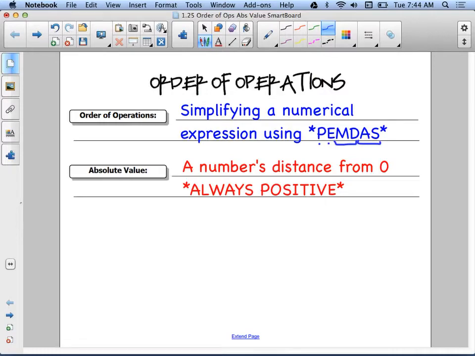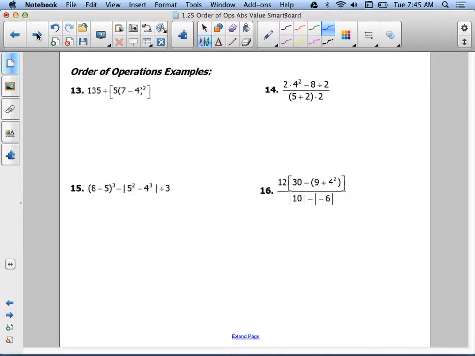It is always positive. So if you're taking the absolute value of a positive number, it stays positive. If you're taking the absolute value of a negative number, it becomes positive. All right, let's start with some examples. We're going to use PEMDAS, so I'll just write it up here. Parentheses first, exponents, multiplication and division, followed by addition and subtraction.